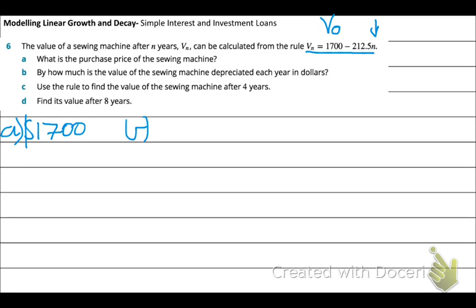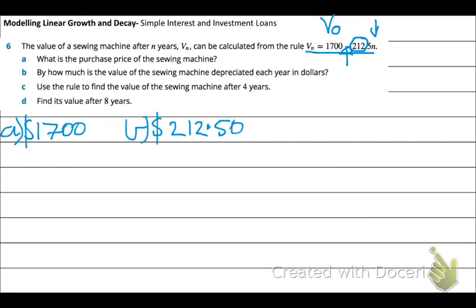Part B is by how much is a sewing machine depreciating each year in dollars, and we should recognise that as being the rate at which it depreciates. So for every year we've got a rate of depreciation. You can see it's subtracted there from the initial cost, so the rate of depreciation becomes 212.5, more accurately 212.50. So for every year of use it loses $212.50 in its value. Okay.